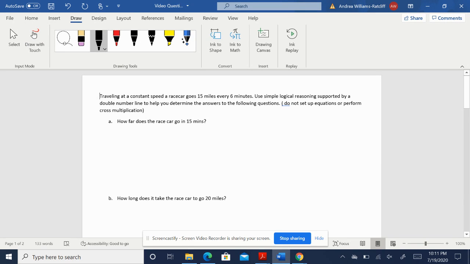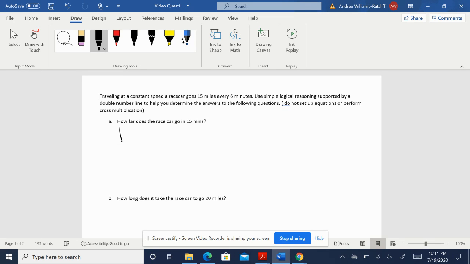Okay, so we're traveling at a constant speed. A race car goes 15 miles every 6 minutes. We want to use simple logical reasoning supported by a double number line to help determine the answers to the following questions. We're not going to set up equations. We're not going to cross multiply. We're also not going to calculate how many miles per minute and multiply. We're not going to make it about a procedure. We're going to model it, and we're going to do that using a double number line in this case.